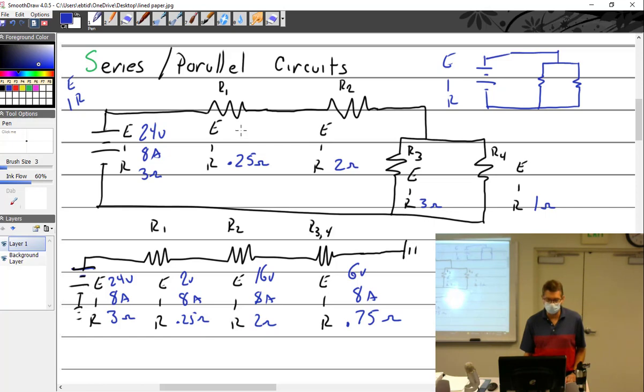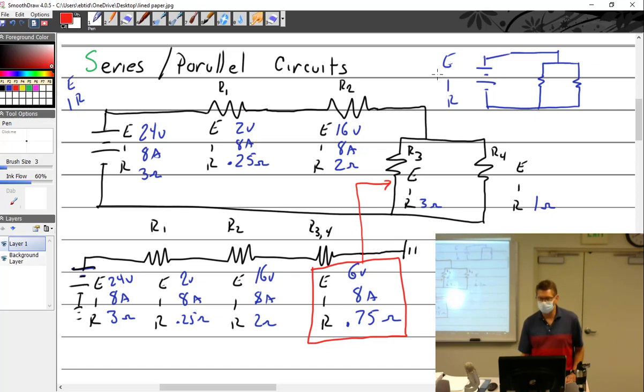These will move up because R1 hasn't changed: 2 volts, 8 amps. R2 has not changed: 16 volts, 8 amps. But now I take this right here, and this becomes my total going into this right here. Just like I was bringing it up here, just like I was solving it right there, and this was the total.